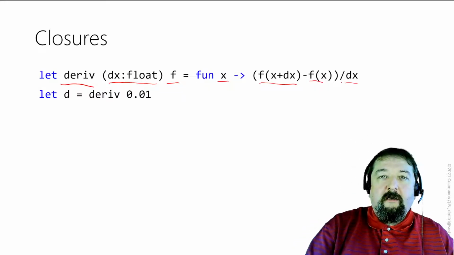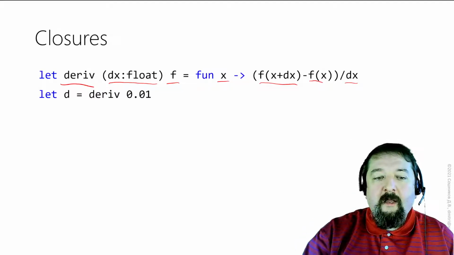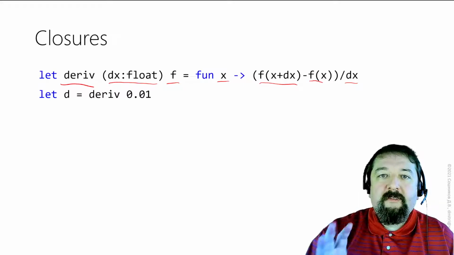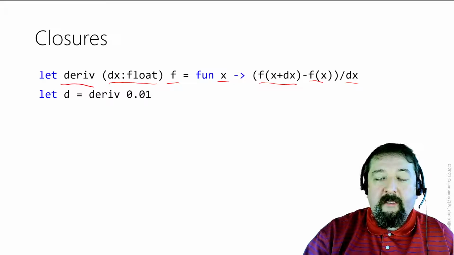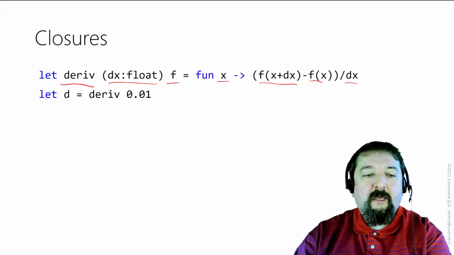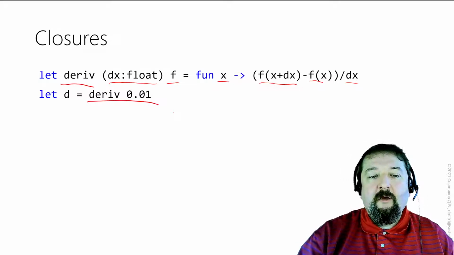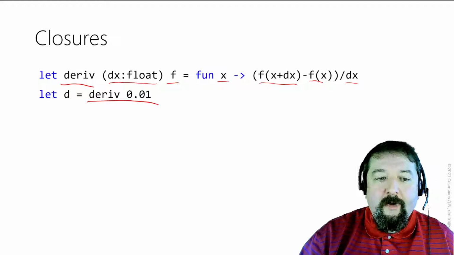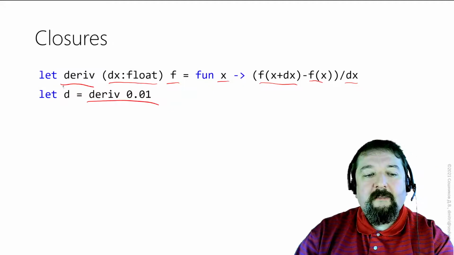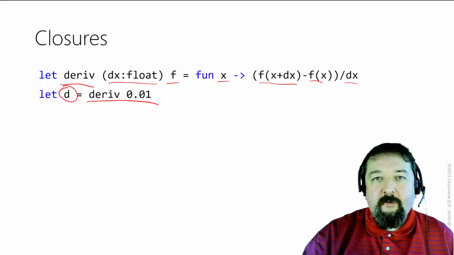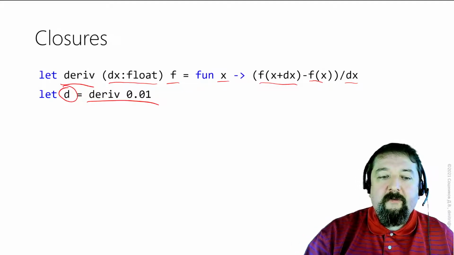This is a pretty obvious definition, but in real life, I would probably want to fix some value of dx and use it throughout my program. And as we know, in functional programming we can use partial application. So we can call this function deriv with, for example, 0.01, and we will define this operator d, which we can then apply to any other function to compute the derivative.